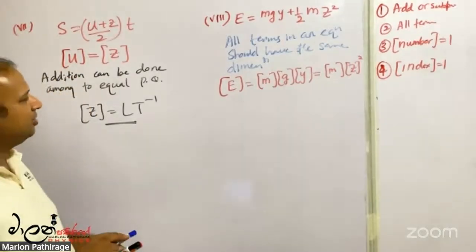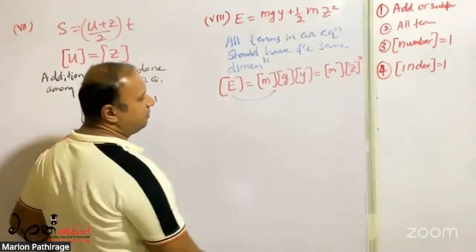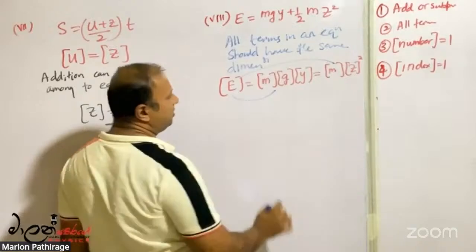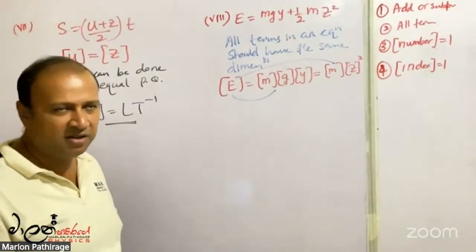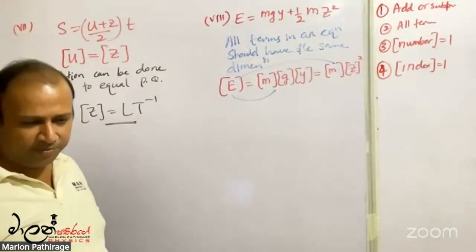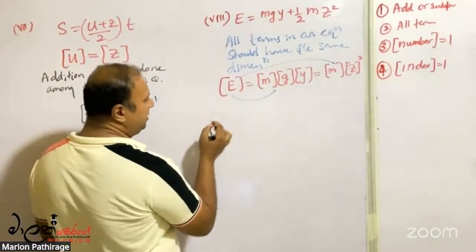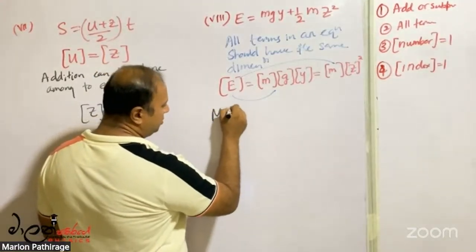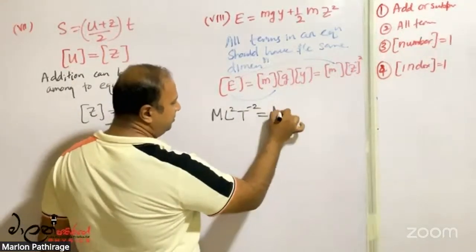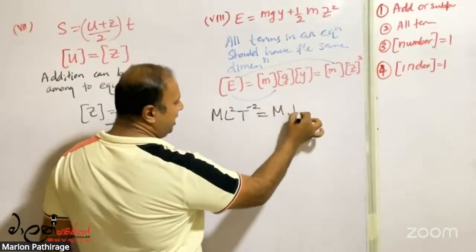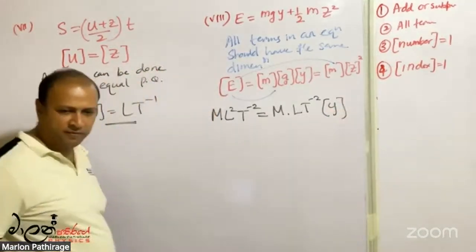You have to equate these two separately. First, you can consider this equation, second, you can consider that equation. There are actually three equations, and among them you can consider two. If you consider the first one, E means energy, which is ML^2T^-2, equal to the dimension of M, which is M, dimension of G, which is LT^-2, into the dimension of Y.